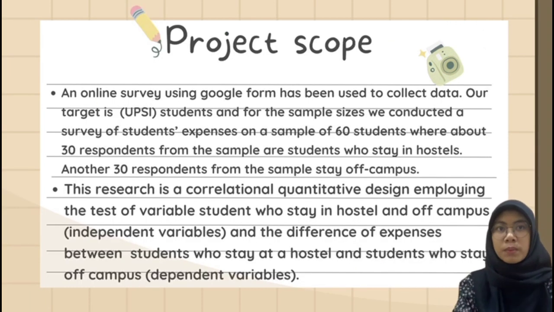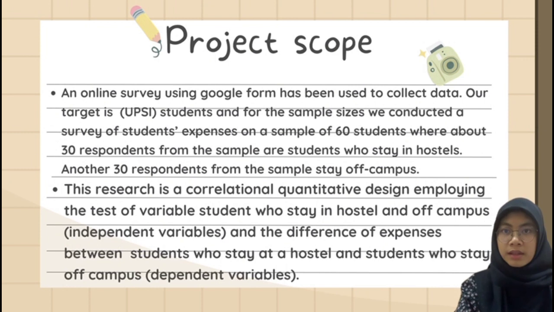Next, for project scope, an online survey using Google Form has been used to collect data. Our target is overseas students, and for the sample size, we conduct a survey of students' expense on a sample of 60 students, where about 30 respondents from the sample are students who stay in hostel, and another 30 respondents stay off campus.